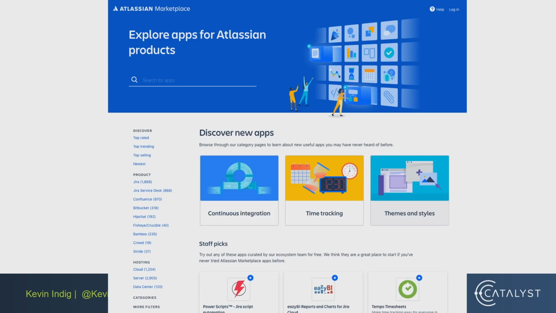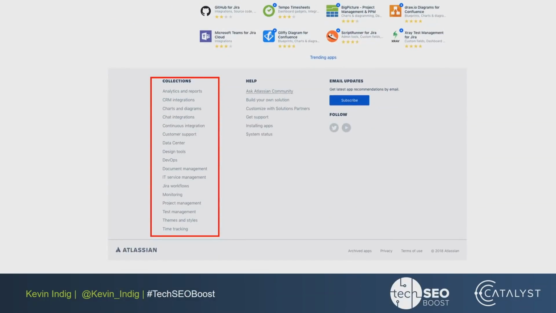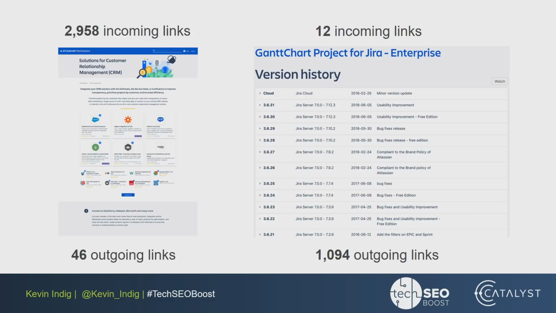When you look at the homepage of our marketplace and you scroll all the way down to the bottom, you see these categories called collections here in this case, linked at the very bottom, obviously in the footer, and therefore they get a link from every other page internally.